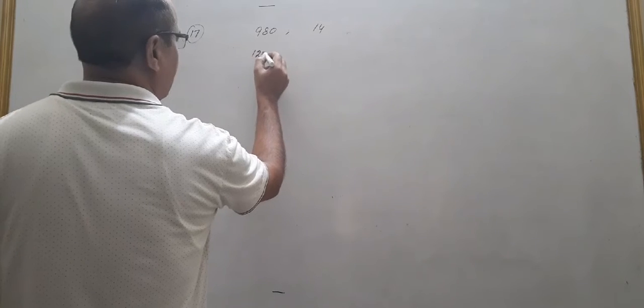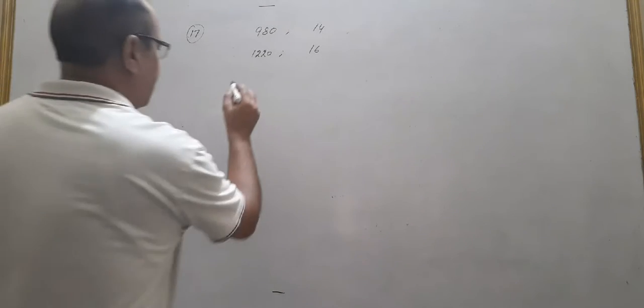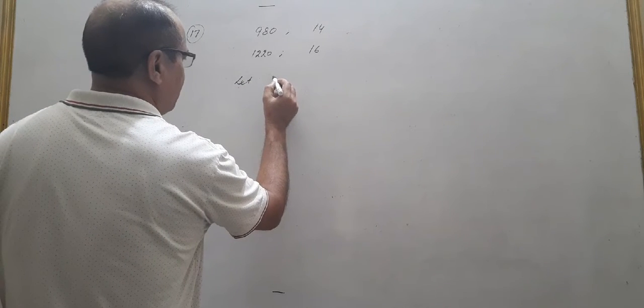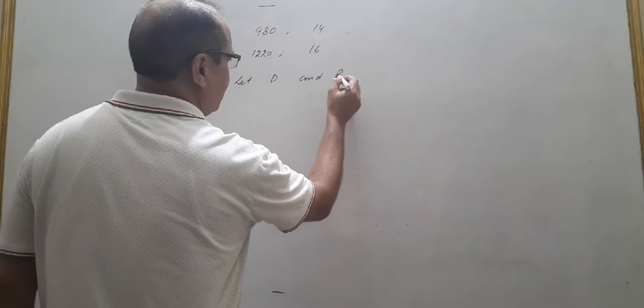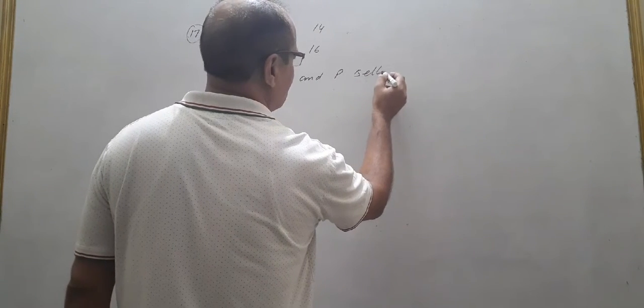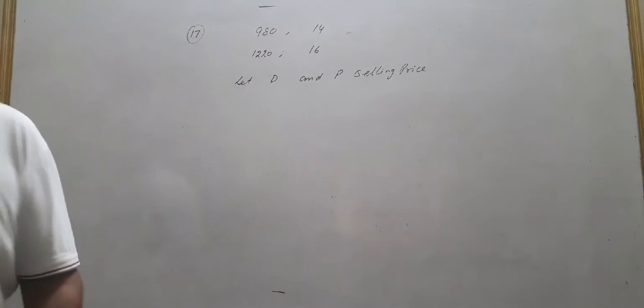And in the second case, 1220 liters of milk each week at 16. So 1220 liters of milk and the rate is 16. Assuming a linear relationship between selling price and demand, let D be the demand and P be the selling price.